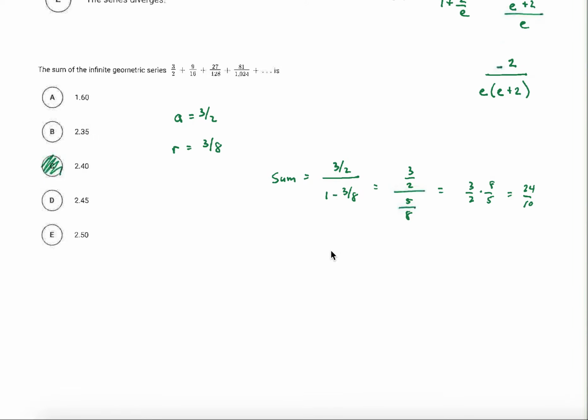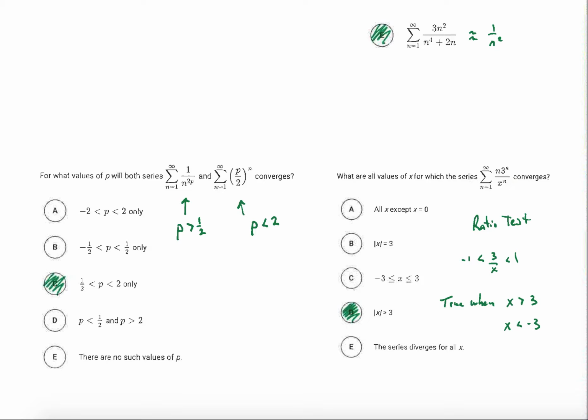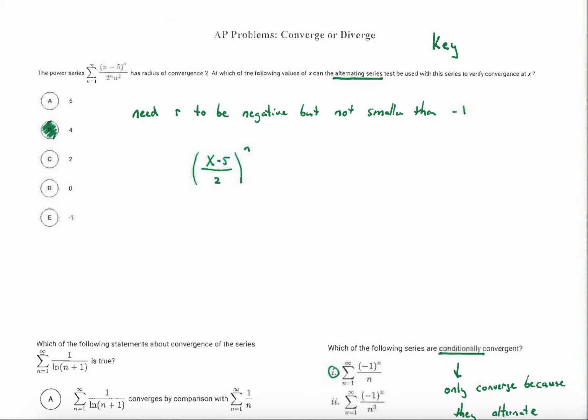I know I went kind of fast, but I just wanted to give you a couple hints on all of these things. You should be able to do a variety of these. You should know all of the tests, right? Nth term test, ratio test, limit test, integral test, p-series test, alternating series test. You should understand conditional convergence versus absolute convergence. You should be able to check endpoints. You should be able to explain them.